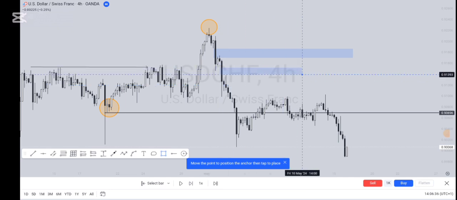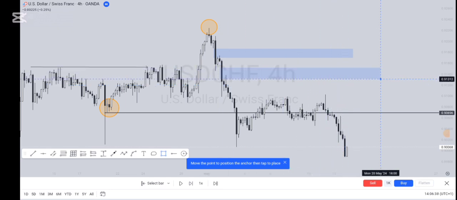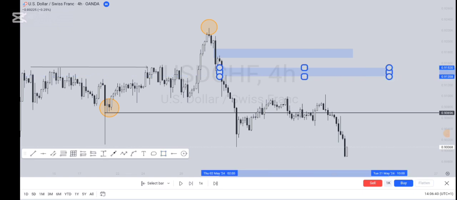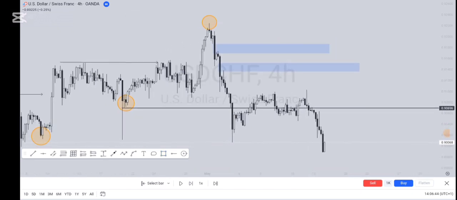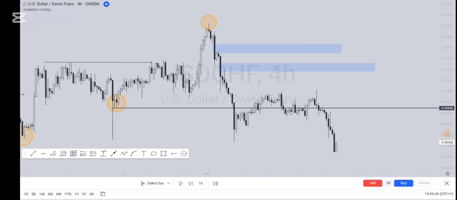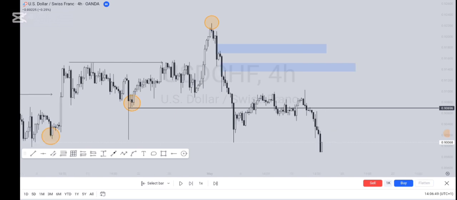You will learn all this as we move on, but just for now, let's understand how to look for entry. So you can see there's a fair value gap there. There is a fair value gap here as well. There's also an order block. But let's just see what the market did after that. You can see the market is going down.